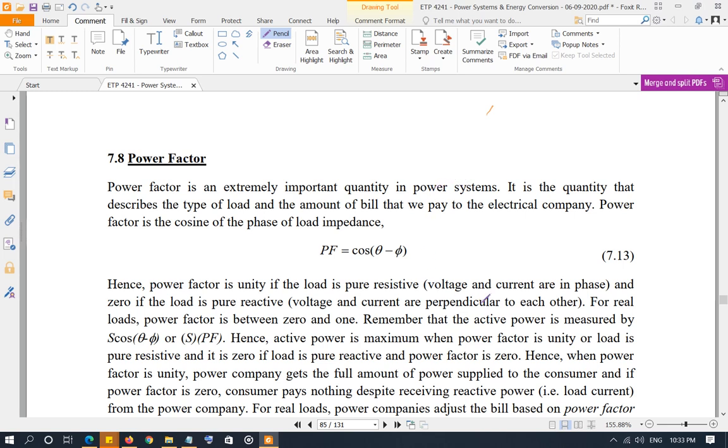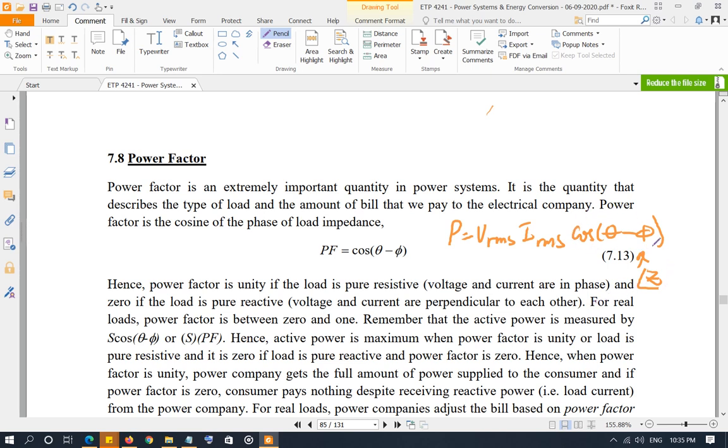All right, so let's look at the power factor. Earlier we discussed that the active power, or average power, is given by P = VRMS IRMS cosine of (theta minus phi), where theta is the phase of the voltage and phi is the phase of the current. So theta minus phi is the difference between the phases of voltage and current, which is also the phase of the impedance. Remember, impedance is the ratio between the voltage and current.